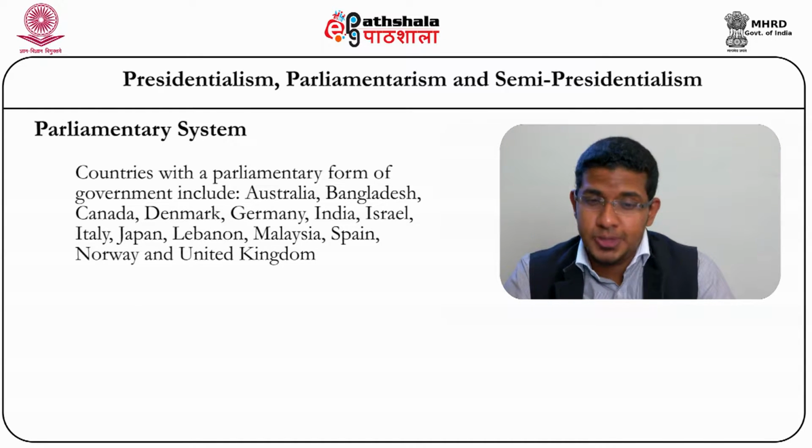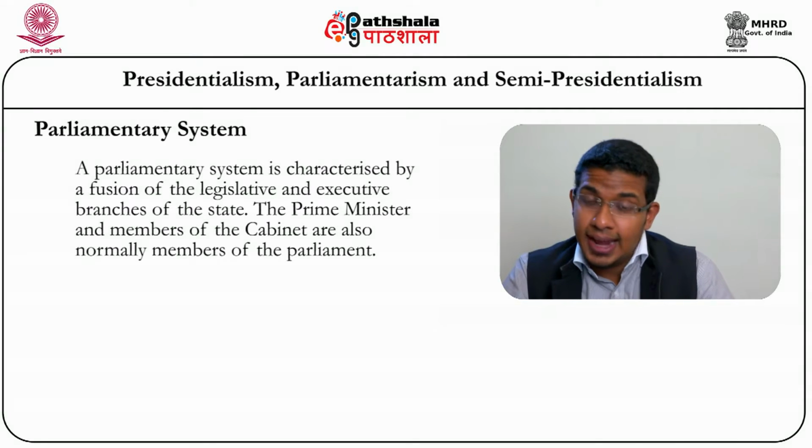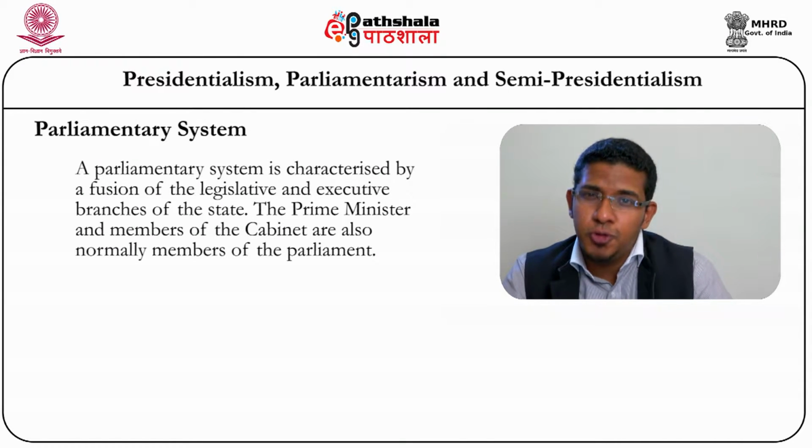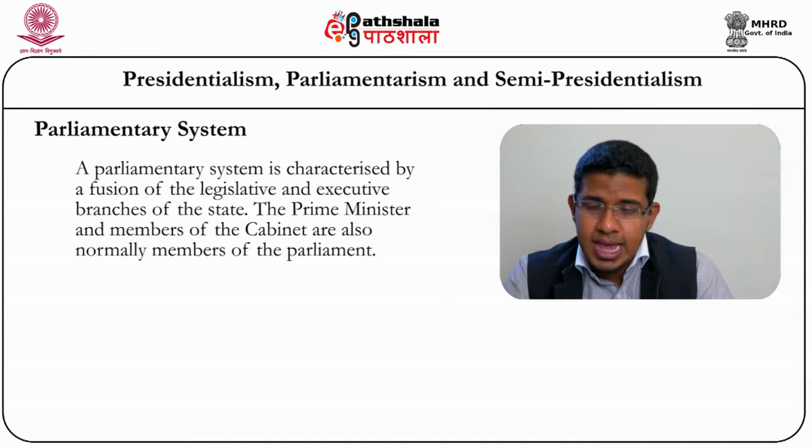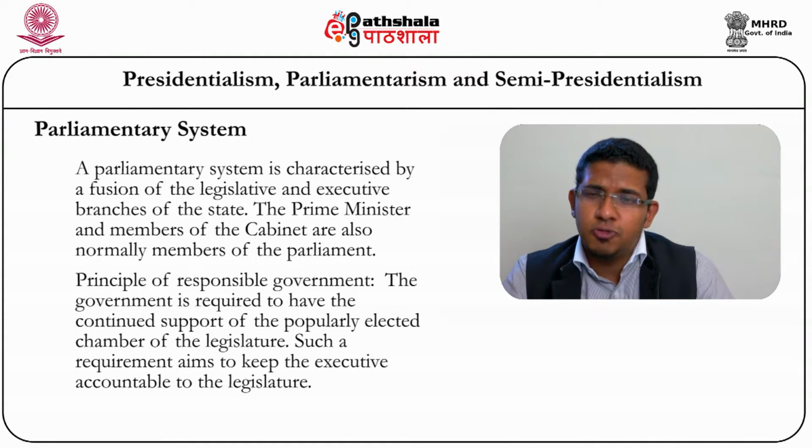characterize the parliamentary system? A parliamentary system, unlike the presidential system, is characterized by a fusion of legislative and executive branches. It's not characterized by a separation, but a fusion of these two branches. The prime minister and members of the cabinet are also members of the parliament. The principle of responsible government is very central to the parliamentary system. The government is required to have continued support of the popularly elected chamber of the legislature. This is to ensure that the executive is accountable to the legislature.